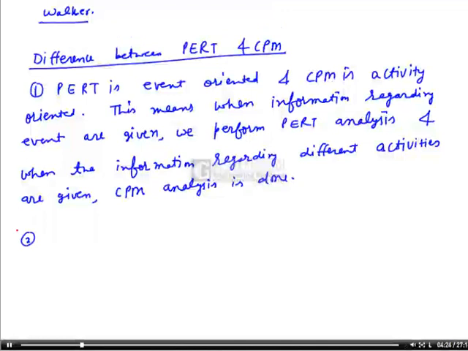The second difference is that in PERT uncertainty is more than CPM, because PERT depends on three time estimates, that is optimistic time estimate, pessimistic time estimate and most likely time estimate. Since the time estimates are more, therefore probability statements come into the picture, and therefore the uncertainty is more. On the other hand, CPM depends on only one time estimate, that is called optimum time estimate, and therefore the probabilistic statement is less. So this is the second difference.